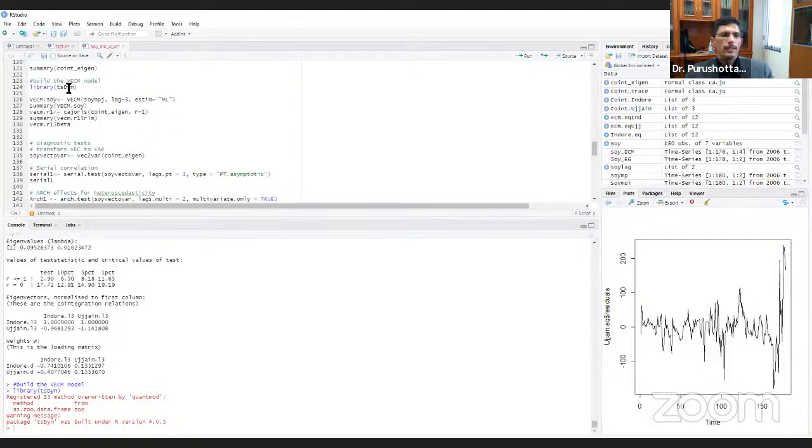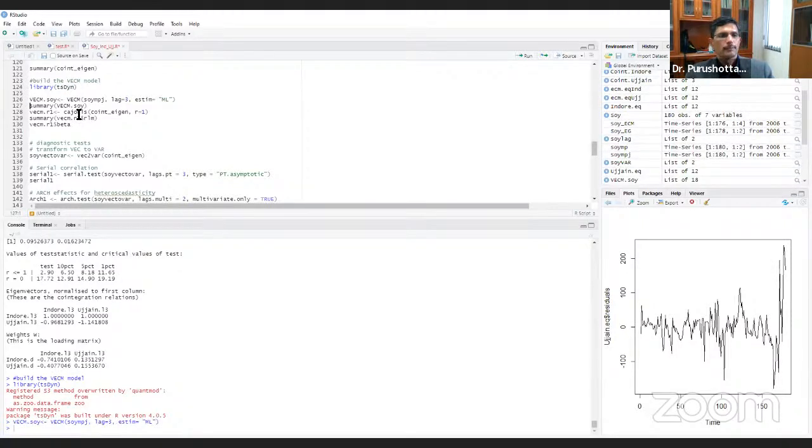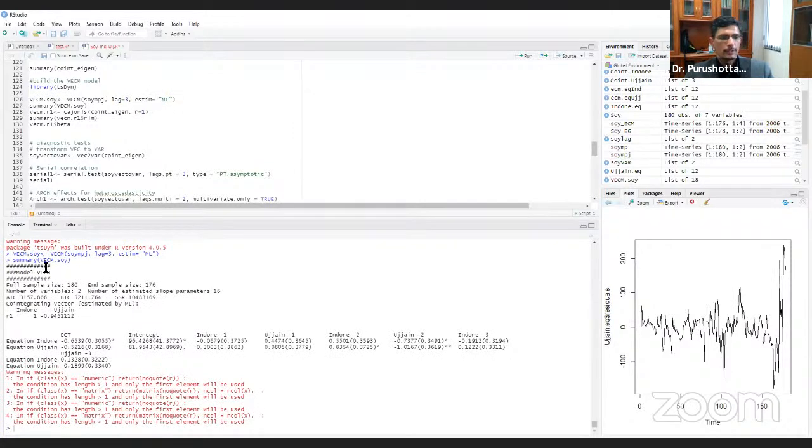library. Okay, this is the library for testing vector error correction. For the vector error correction, we again take the data series, lag 3, and the estimation method is maximum likelihood method. So this is the result of this. This one is long run co-integration. Almost all the errors are wiped out within one period. For that, the error correction term for Indore and for Ujjain.